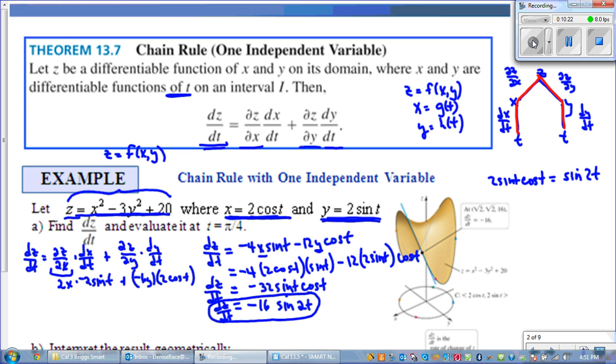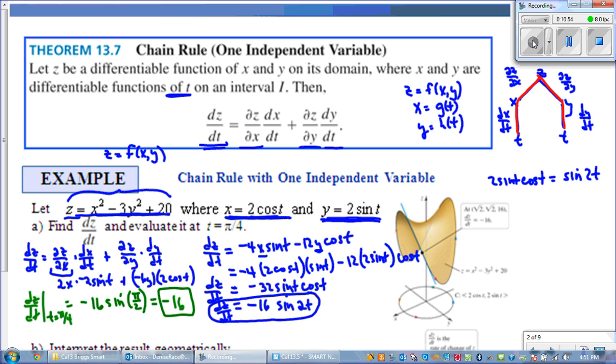Now evaluating it at pi over 4, we would have minus 16 sine of 2 times pi over 4, so that'll be pi over 2, which comes out to be a negative 16. Okay, so that's evaluated at pi over 4.